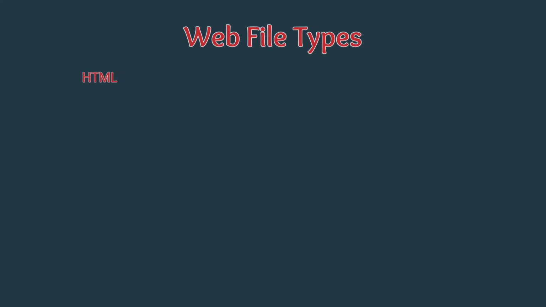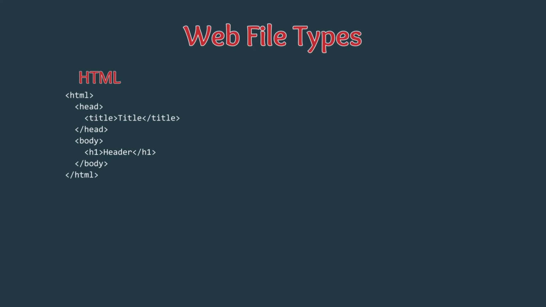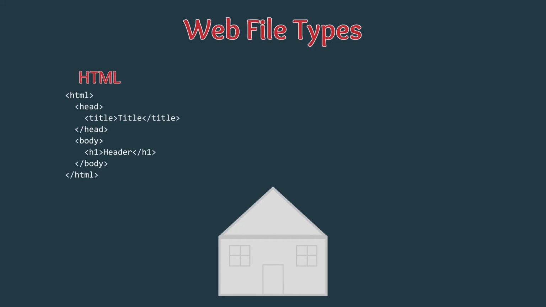The first file type is HTML, also known as Hypertext Markup Language. HTML is the foundation of every website and is used to define the content of a website. HTML will include the text, titles, links, and images that compose a website. If the website was a house, HTML would be the foundation, walls, and windows.